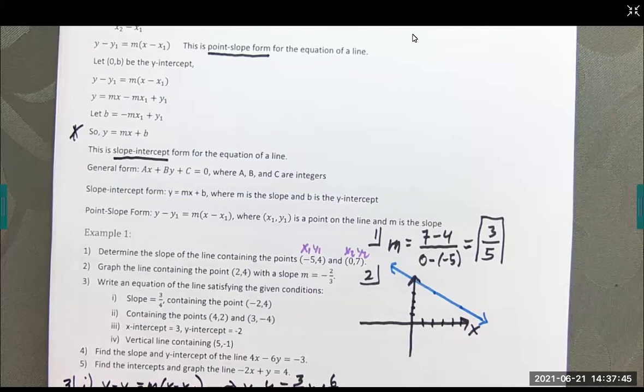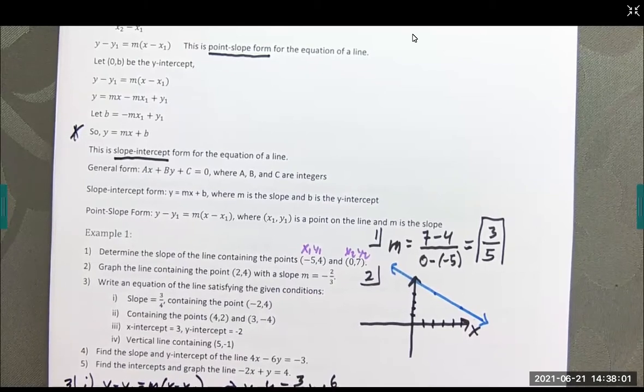Part 2 contains these points. So what we're going to do is we're going to find the slope. So let's do part 2. And we have the points. So that's going to be m equals -4 minus 2 over 3 minus 4.